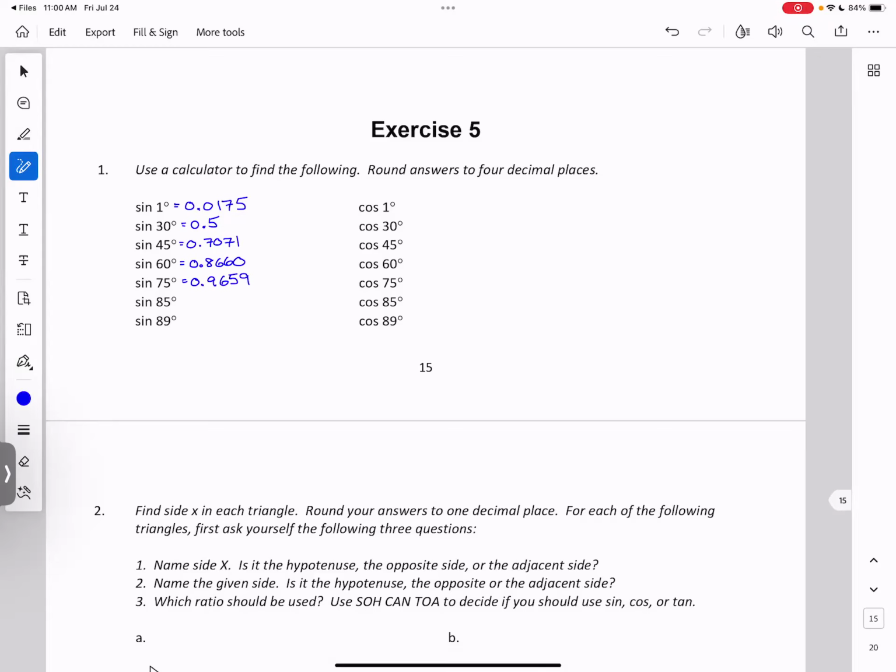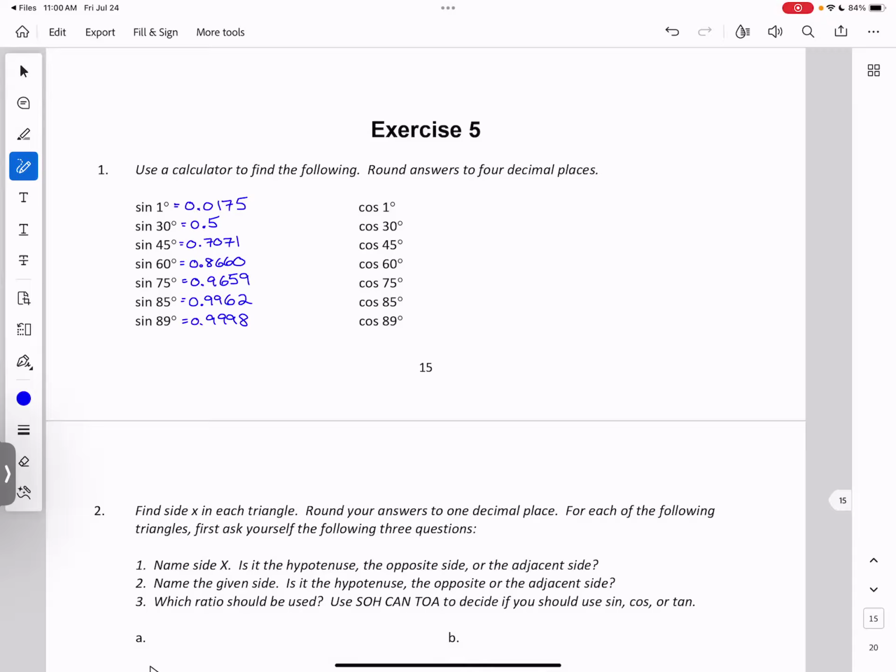Sine of 85. So you'll note we're getting closer and closer to 1 because our opposite side is getting closer and closer to the length of our hypotenuse. So sine of 89 should be very close to 1. And it is 0.9998.